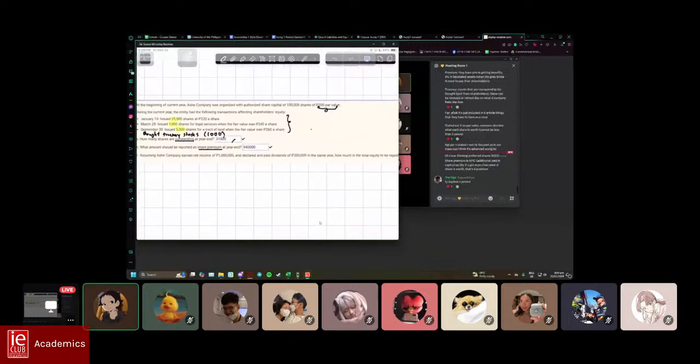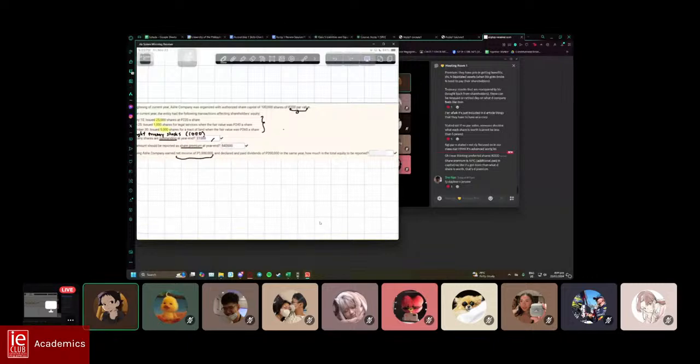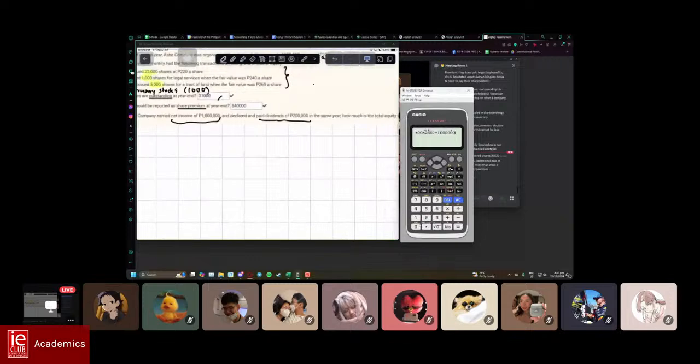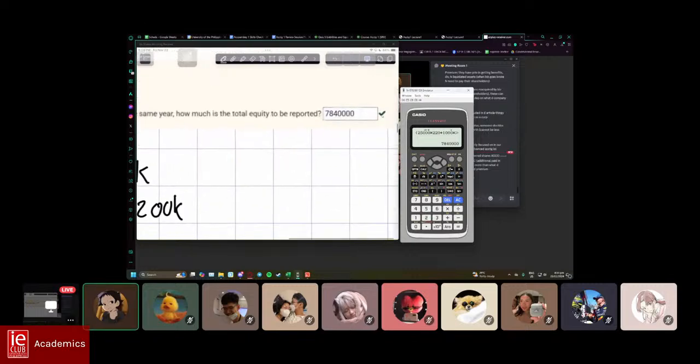So, back to where we were. Assuming Ash Company earned net income of 1 million, declared dividends of 200,000. Okay. And then let's just remove this minus 200 times 31,000 so that the amount we have in the calculator right now is ordinary shares plus premium shares. Then let's add the 1 million income. But dividends are a debit, because dividends are going to be taken from the retained earnings. So then just subtract the 200,000. So your answer should just be 7,840,000.